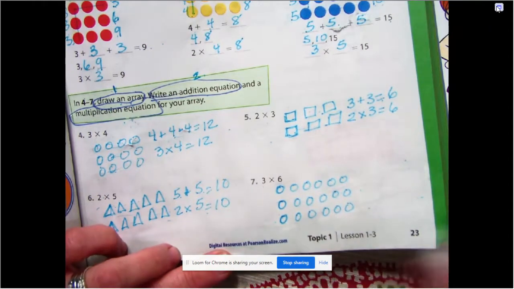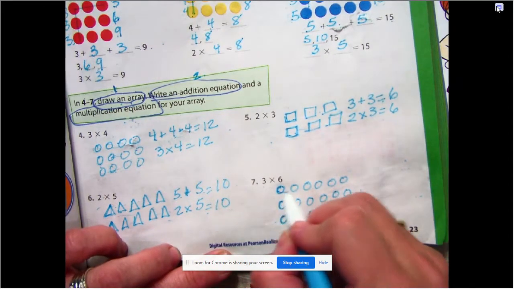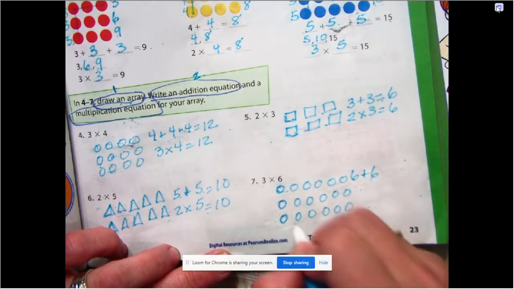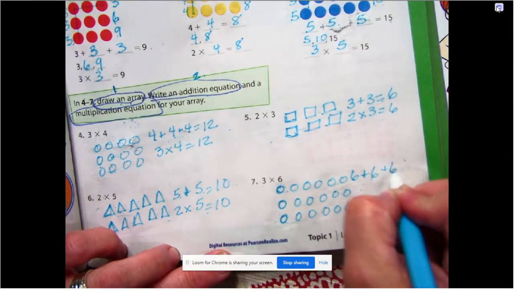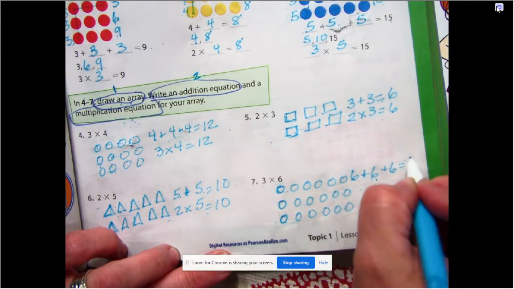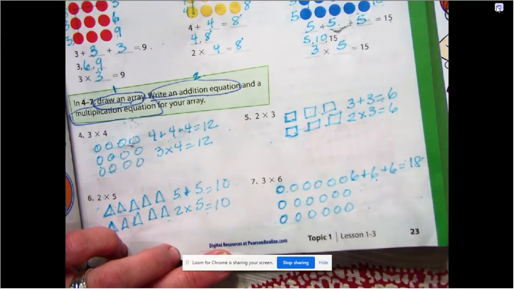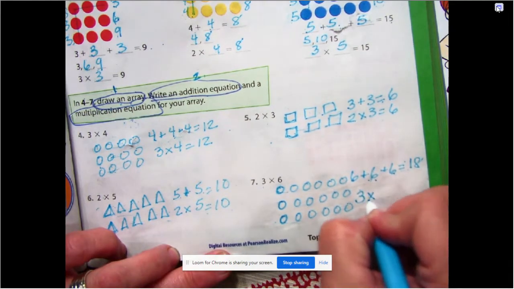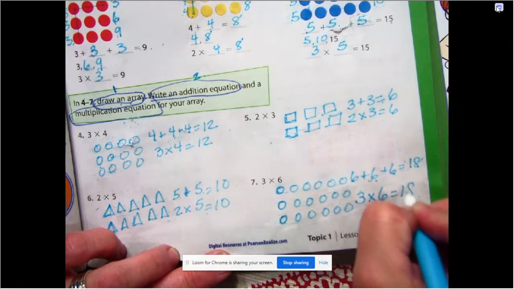So with repeated addition, we're going to add each row. 6 plus 6 more plus 6 more. 6 plus 6 is 12, plus 6 more is 18. How many 6s do I have? I have 3 6s. 3 groups of 6 equals 18.